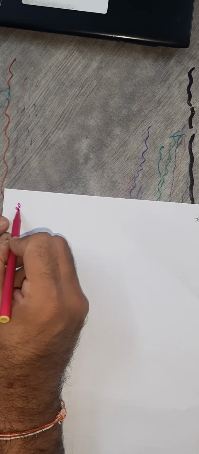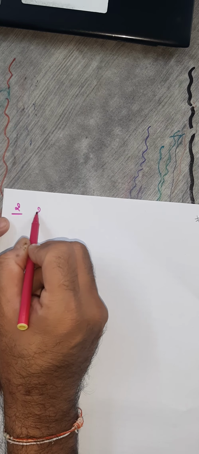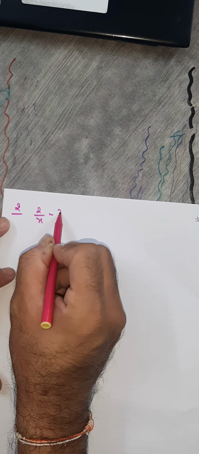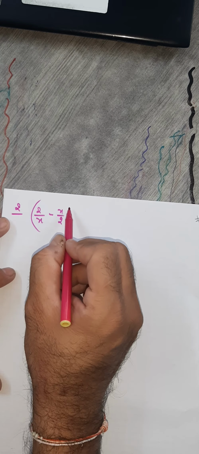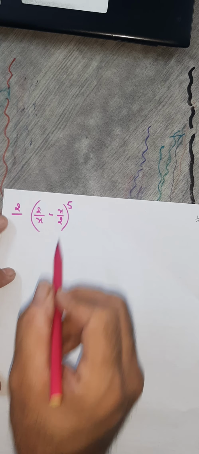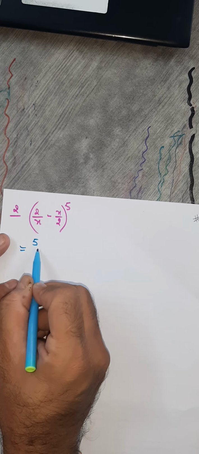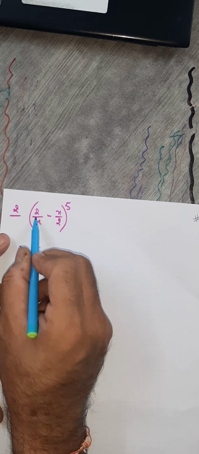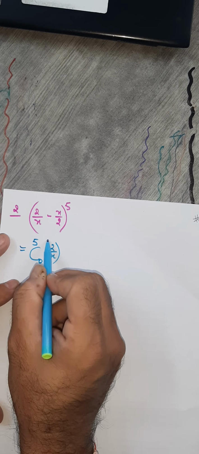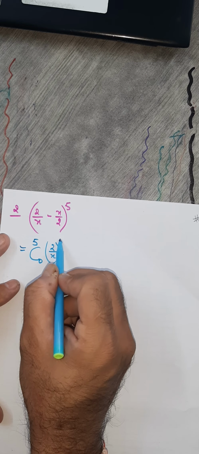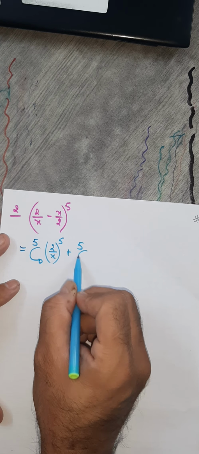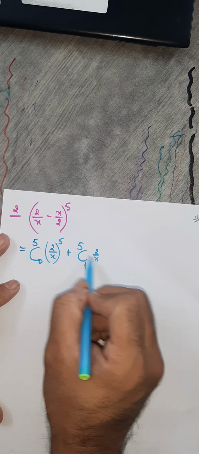Question number 2, second question. You have (2 by x minus x by 2) the whole raised to 5. So you will be having how many terms on the right hand side? 6 terms. Remember, how many terms? 6. 5 plus 1. So let me expand this. Here it starts with 5c0 (2 by x) the whole raised to 5, a raised to n.